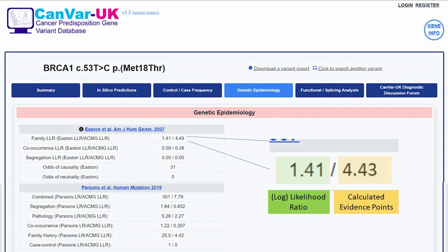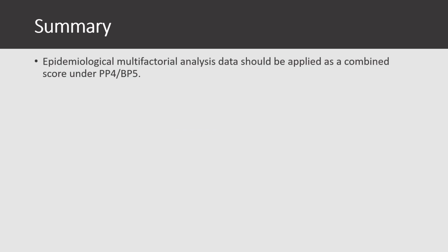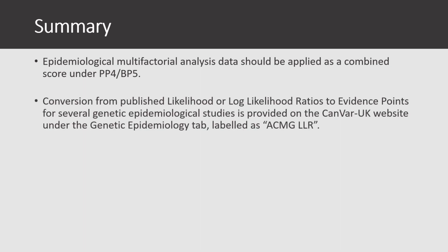To make use of these likelihood ratios easier, we pre-calculate the exponent points and present both the original likelihood ratios and the exponent points on CanVar-UK, as shown here in this example with the original log likelihood ratio and the calculated evidence points. So in summary, epidemiological multifactorial analysis data should be applied as a combined score under the evidence criteria PP4 or BP5. Conversion from published likelihood or log likelihood ratios to evidence points for several genetic epidemiology studies is provided on the CanVar-UK website under the Genetic Epidemiology tab, labelled as ACMG LLR.